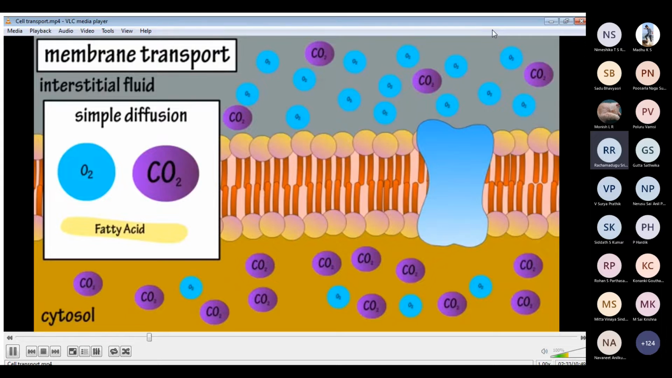So if there's a higher concentration of oxygen O2 molecules outside of a cell, they can move down the concentration gradient across the membrane without assistance and into the cell as long as the concentration gradient exists. And if there's a higher concentration of carbon dioxide CO2 molecules inside a cell, they can move across the membrane without assistance out of the cell into the interstitial fluid. So again, simple diffusion is when nonpolar molecules pass directly through a membrane.